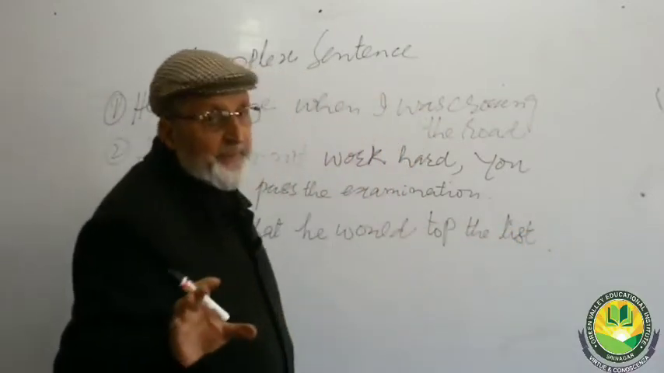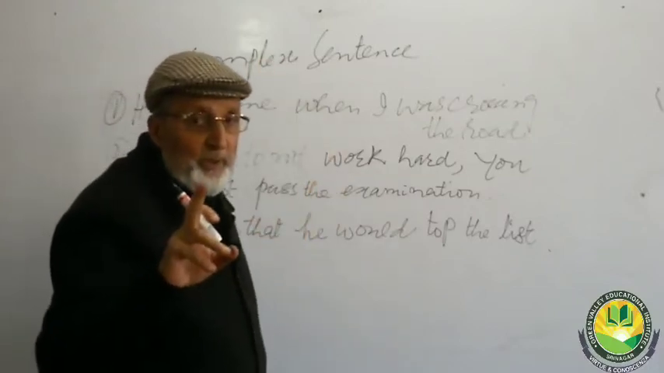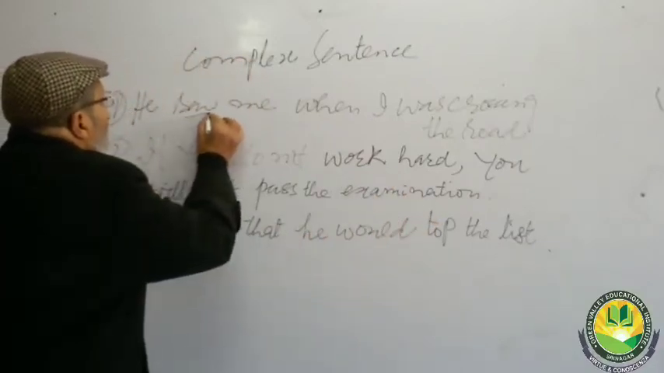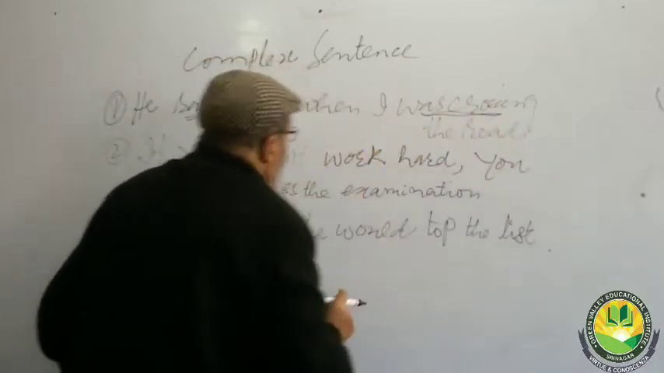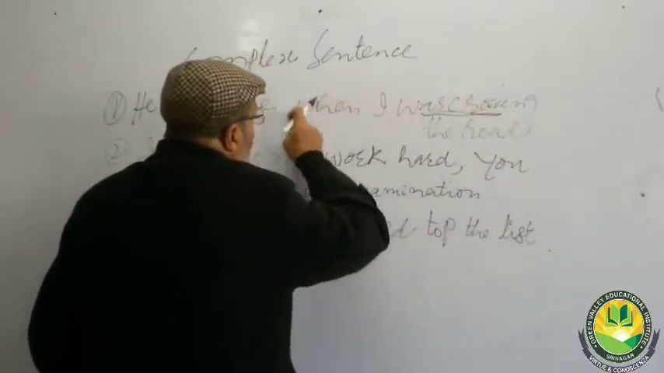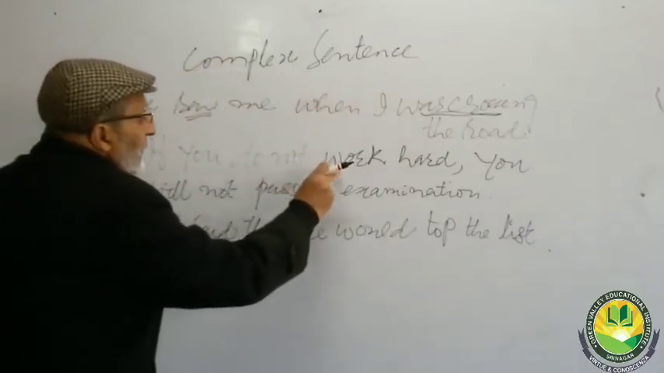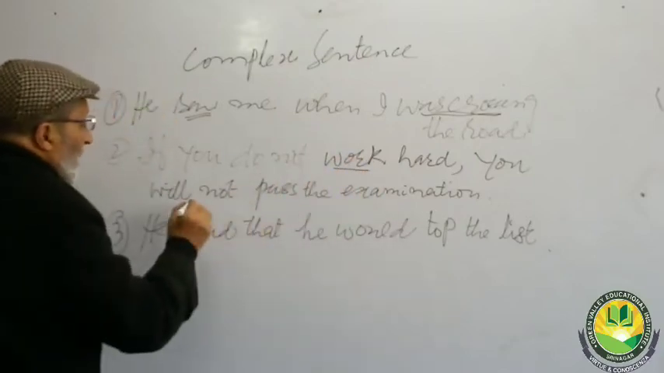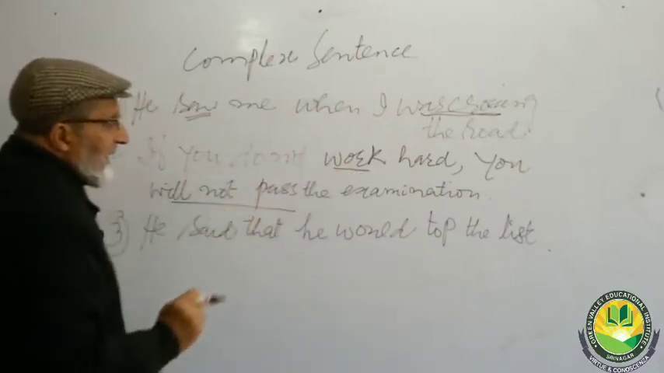Repeating the definition again, this type of sentence is the one that uses more than one verb, each forming a clause of its own. For example, here the first verb is saw and here it was crossing. This forms one clause and this forms another clause. The two clauses are joined by when. Here again, work is a verb, will not pass is another verb. So two verbs forming two different clauses.